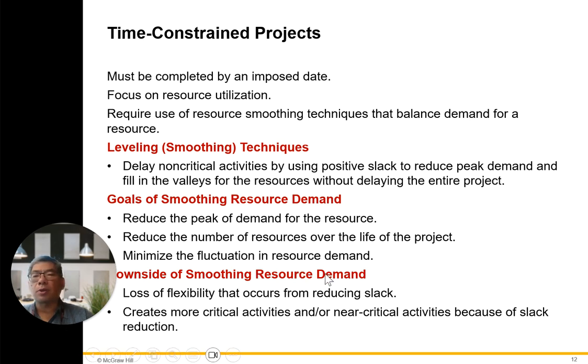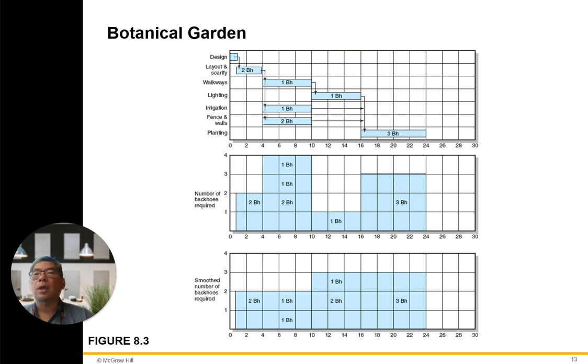Downsides of smoothing resource demand: loss of flexibility that exists from reducing slack, which creates critical or non-critical activities because of the slack reductions. Botanical garden example here, such as design, layout, all the way through. This chart shows what has to be done in terms of the months. And the number of backhoes required is the same thing. Same thing here, the Gantt charts required for you guys.